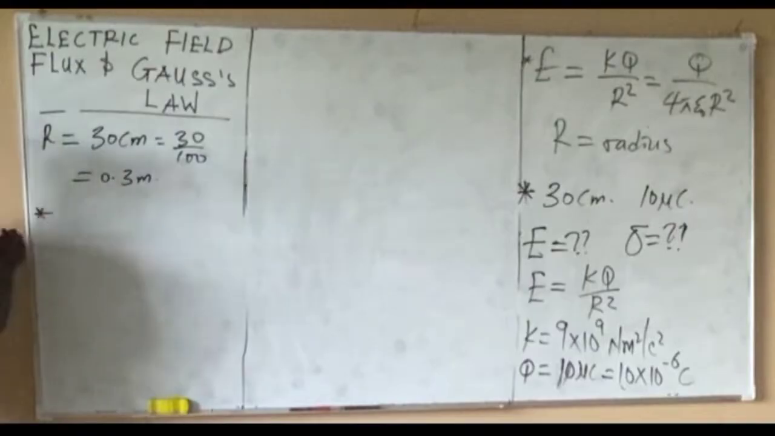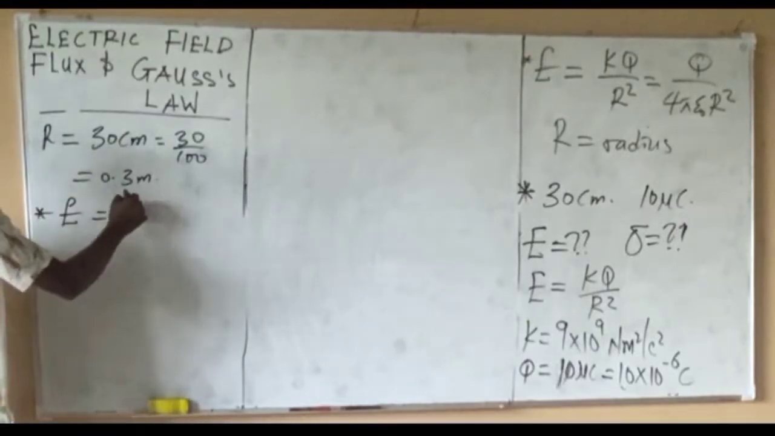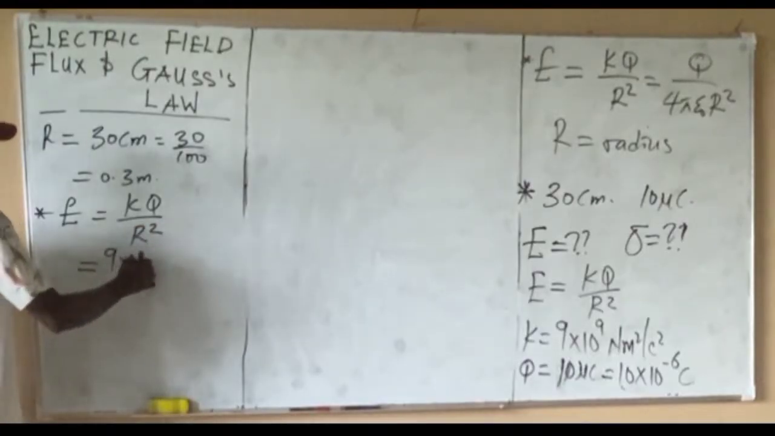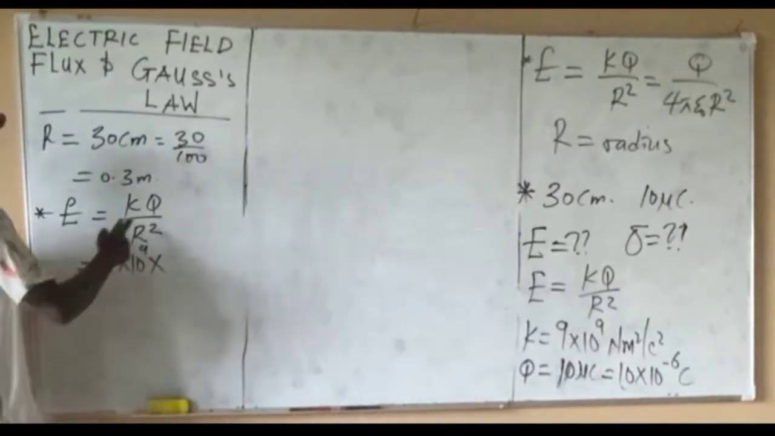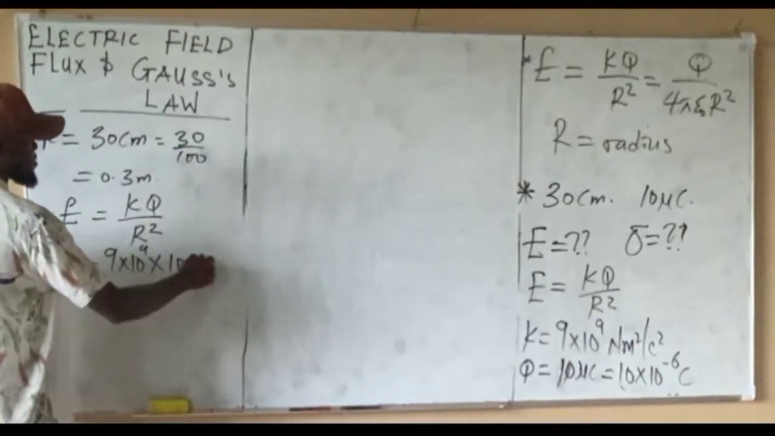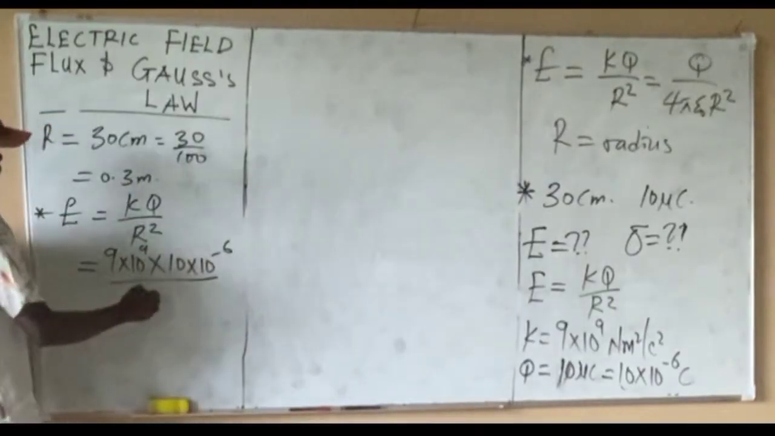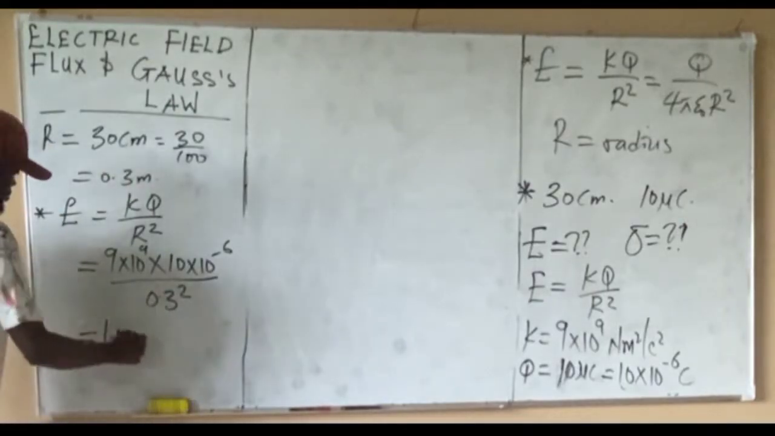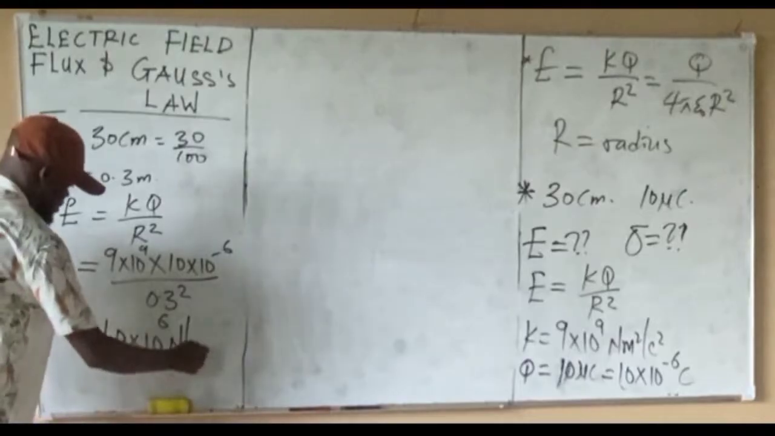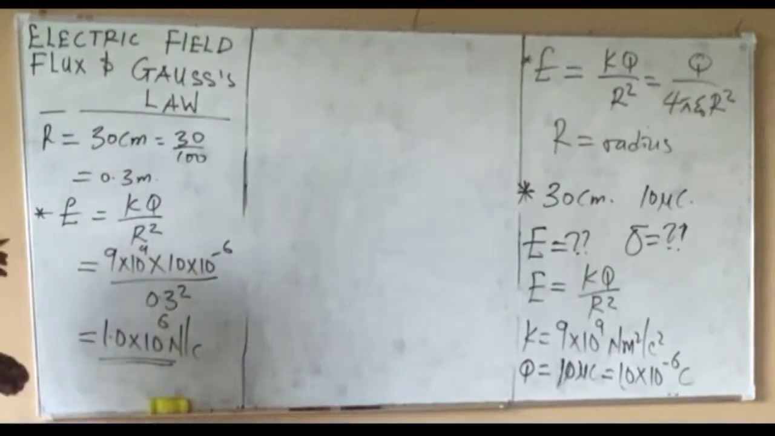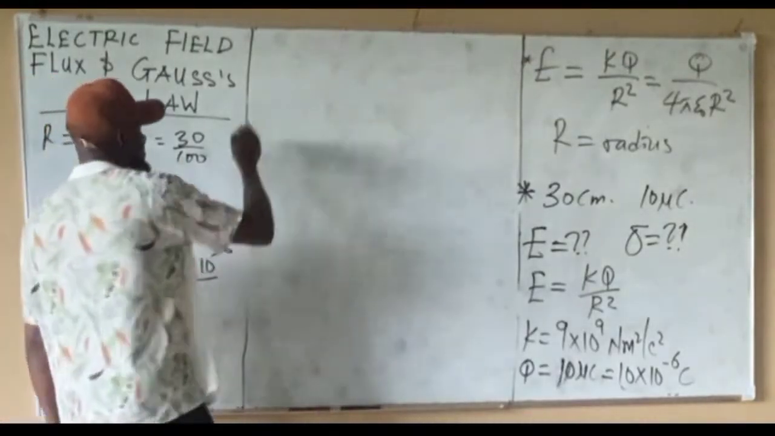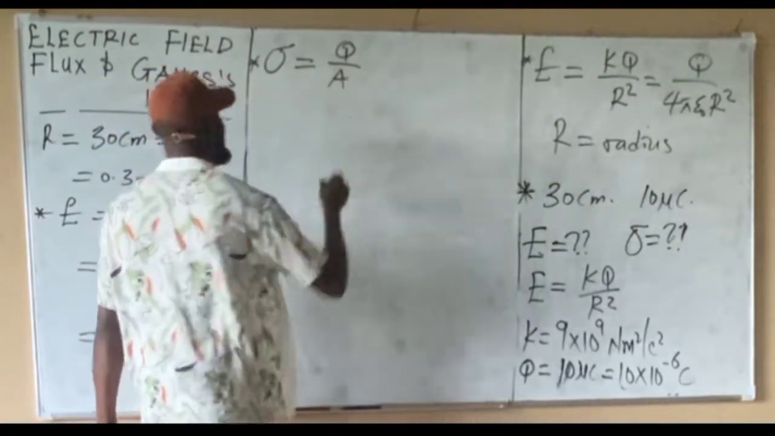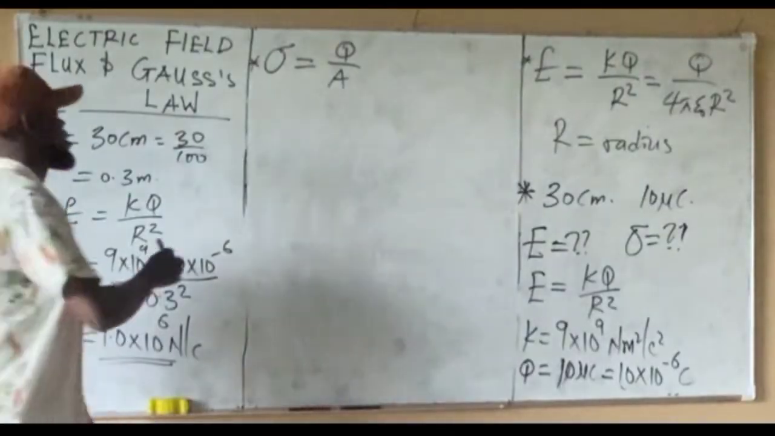Then the electric field is kQ over r squared. That will be 9 times 10 to the power 9 times 10 times 10 to the power minus 6 divided by 0.3 squared. If you solve this, we are going to have 1.0 times 10 to the power 6 newton per coulomb. This will be the electric field due to the sphere. Then the next one is the area charge density of the sphere. The area charge density is charge over area, the charge of the sphere divided by the area of the sphere.